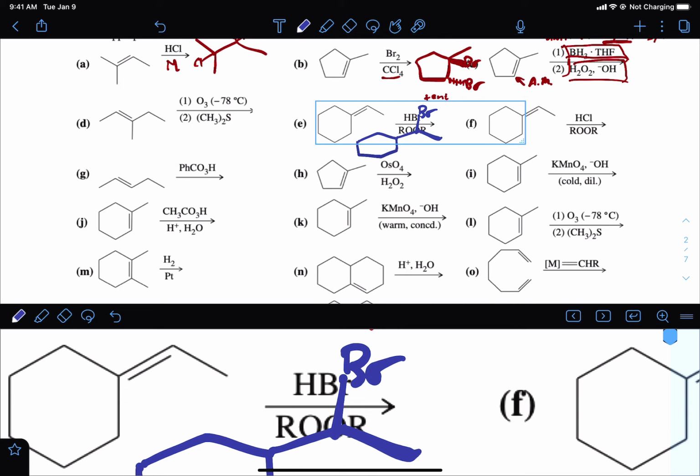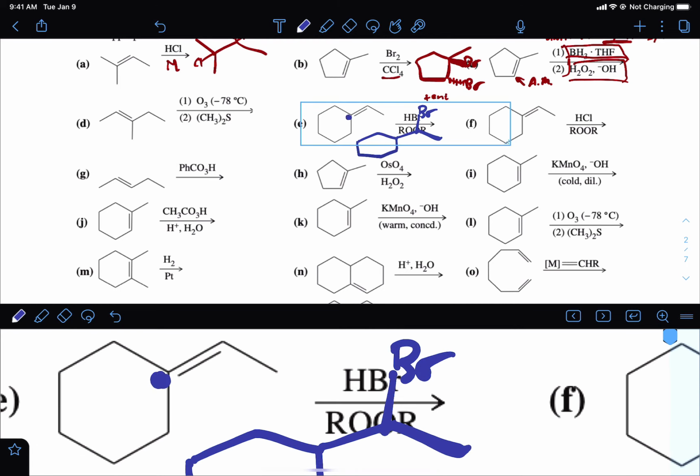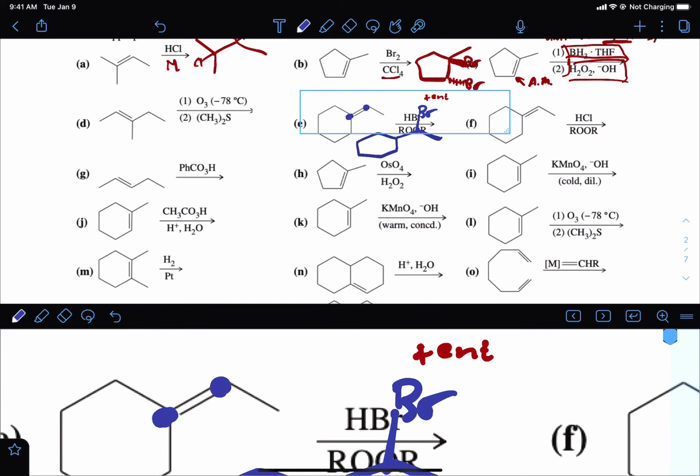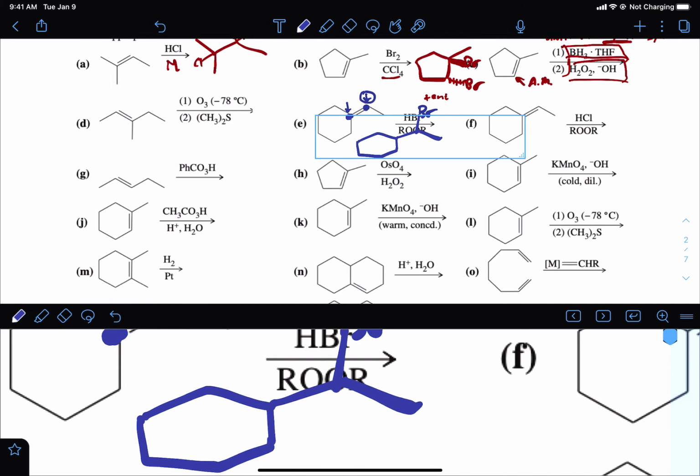Right? So again, we've got 2 sites. Normally, the H goes onto the carbon with the most H's, but with anti-Markovnikov, the H is going to go onto the carbon with the fewest H's, and instead the bromine is going to go onto the carbon with the most H's. So that's our product. That's the anti-Markovnikov product.